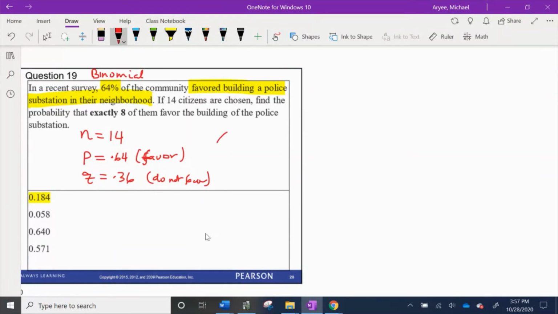Okay. Then they say x equals 8. So what should we use? Someone give me an answer. It's binomial, and it's asking for probability. So what kind of binomial should we use?